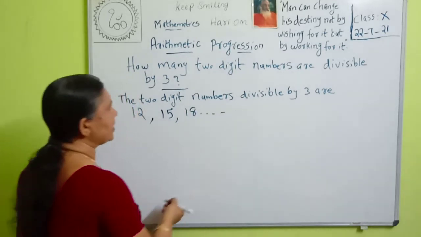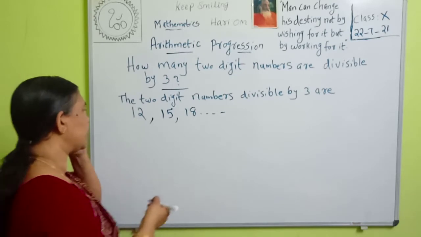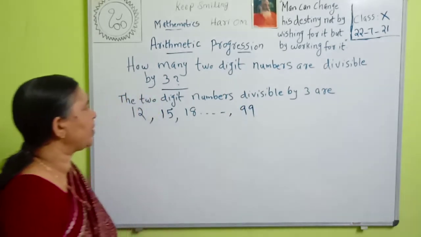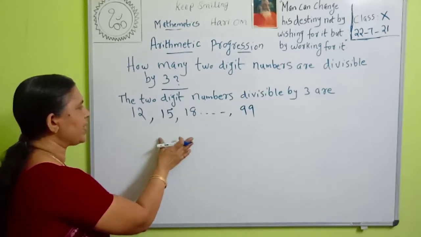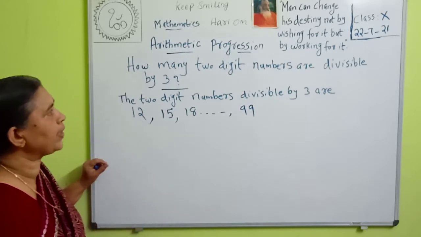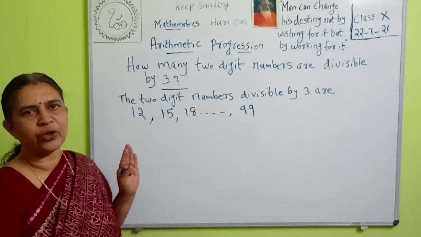Then what is the largest two-digit number which is divisible by 3? 99. So, the two-digit numbers divisible by 3 are 12, 15, 18, etc. up to 99. Here we are asked to find how many two-digit numbers are divisible by 3. So you have to find the value of n.